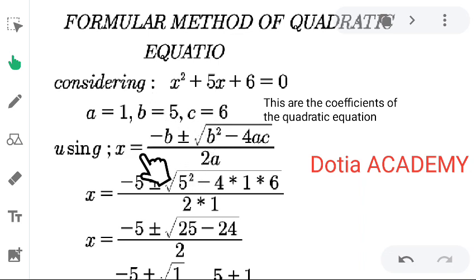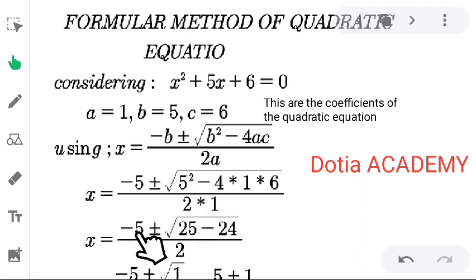So I'm going to consider the formula for solving quadratic equations, which we derived from the completing the square method earlier, as x equals minus b plus or minus the square root of b squared minus 4ac, over 2a. So x is now equal to minus b. What is my b? My b is 5. I have minus 5 plus or minus the square root of b squared, 5 squared, minus 4, where the 4 is coming from the formula, times a. What's my a? a is 1, times c, which is 6.